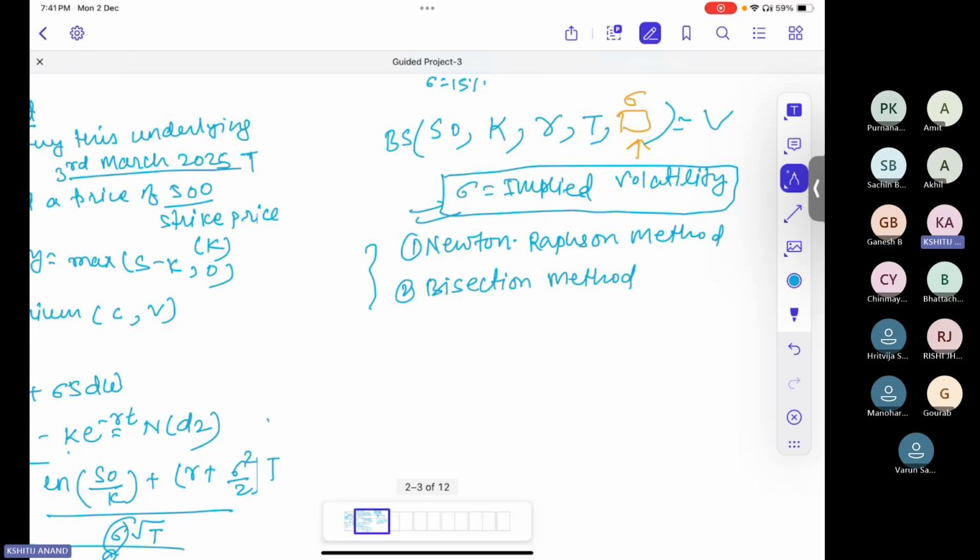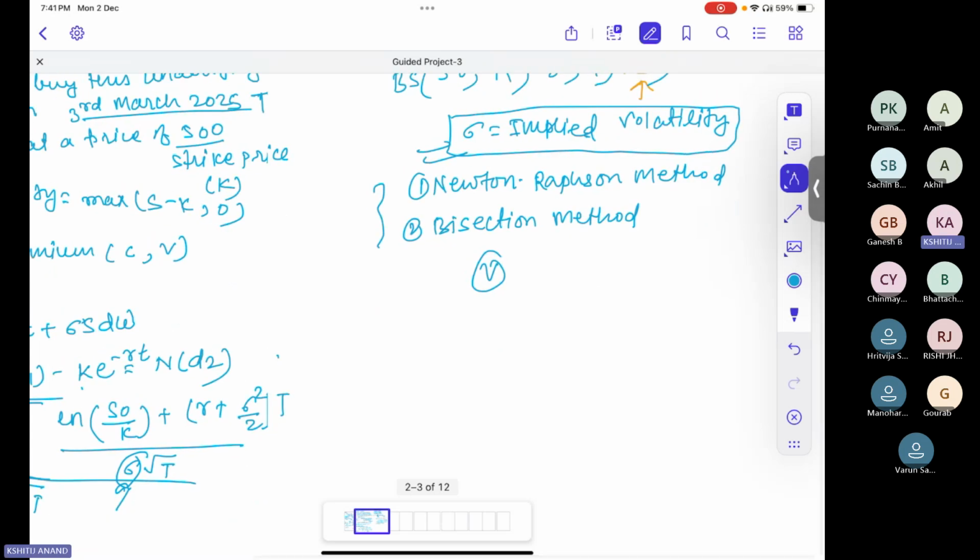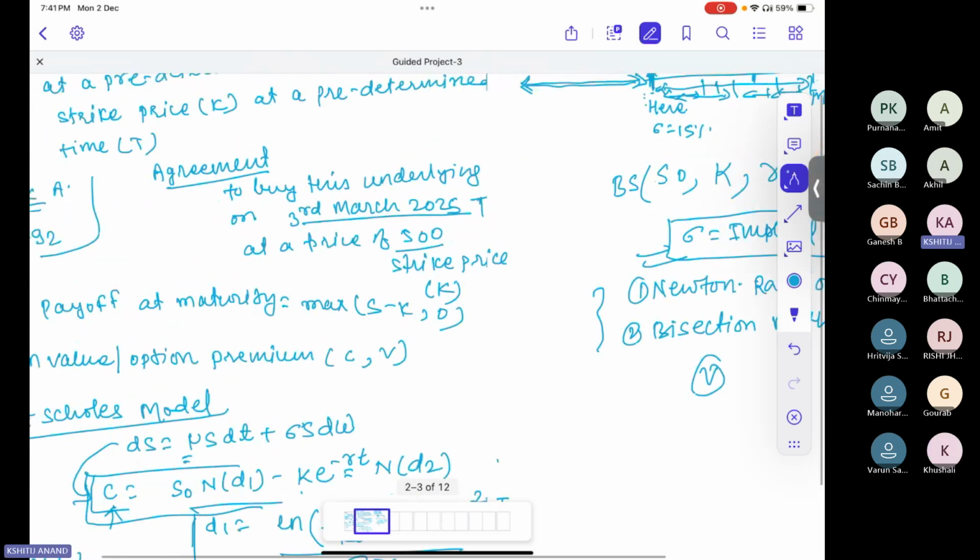Now intuitively, what does this implied volatility mean? Let us try to understand that. What is V? V is the price of the call option. Now, if V is the price of the call option, and you are selling the call option, let us try to see it over here.